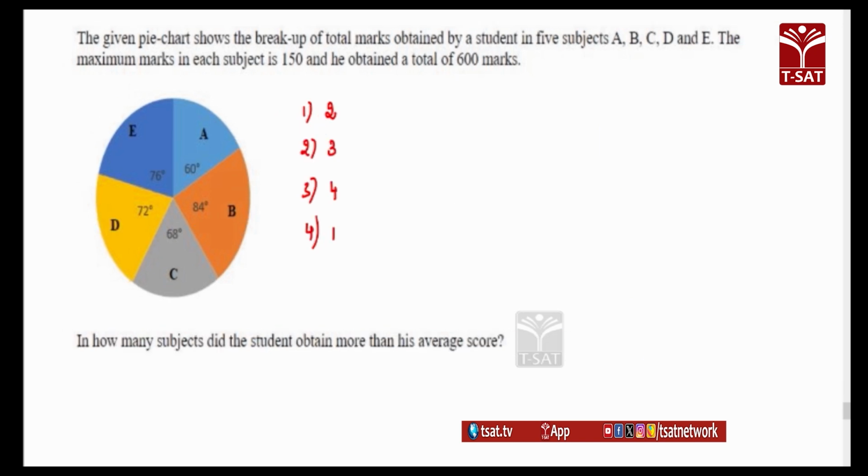Look at the same graph again. He's asking you in how many subjects did the students obtain more than his average score. So don't find out the average score. Don't do 600 by 5. Just do 360. How many sectors are there? 1, 2, 3, 4, 5 sectors. So average degrees is 72 degrees. How many subjects he got more than the average? He clearly mentioned. Therefore 84 is more than the average. 76 is also more than the average. Therefore only 2 subjects. Answer is 2 here.